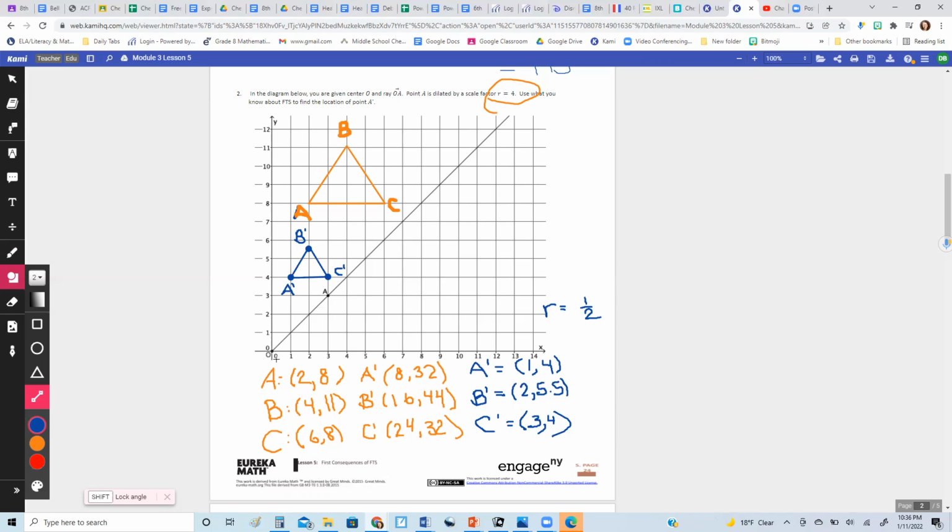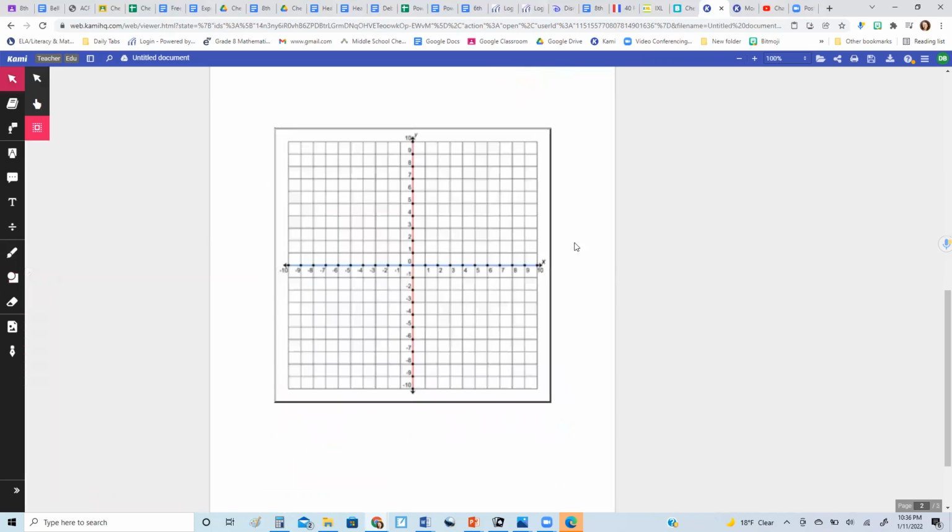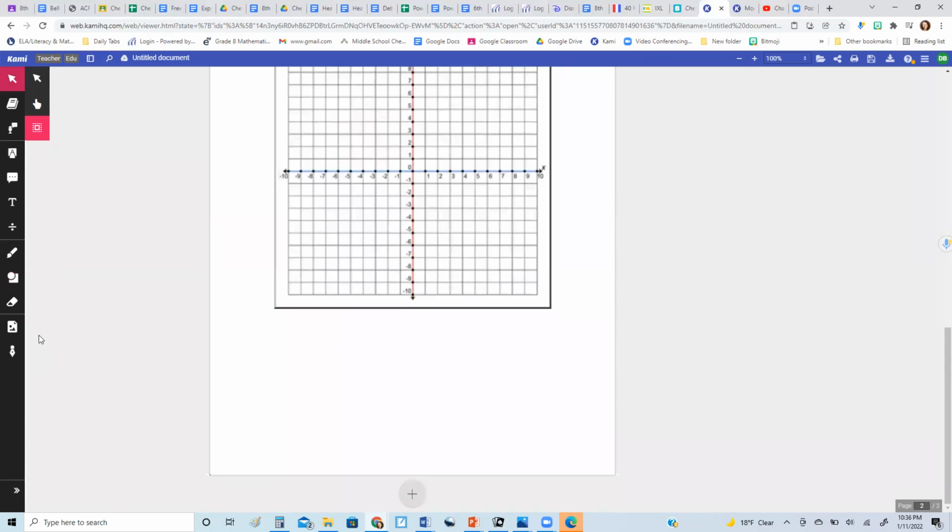So when you're dilating shapes, you can practice a little bit, or you can use a ruler if you really want to, but you don't have to. It's really easier to just map it out. Let's go over here. I'm going to practice just if I give you random coordinates. I just happen to have a piece of paper here with coordinate plane on it. We're not going to use the coordinate plane though.